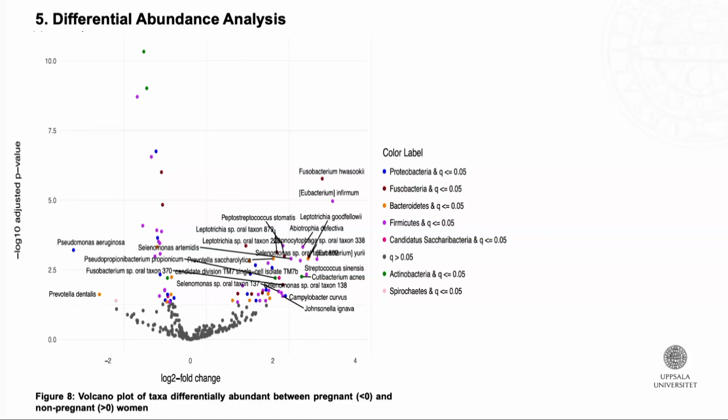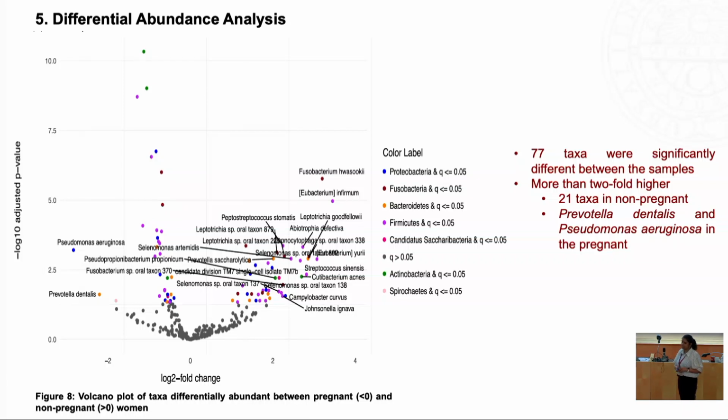This is the differential abundance analysis, a volcano plot. Here the color is assigned according to the phylum the species belongs to, and we observed that 77 taxa were significantly different between these groups. Here you can see 21 taxa in the non-pregnant group were twofold higher, whereas Prevotella dentalis and Pseudomonas aeruginosa, these two species, were twofold higher in the pregnant group.